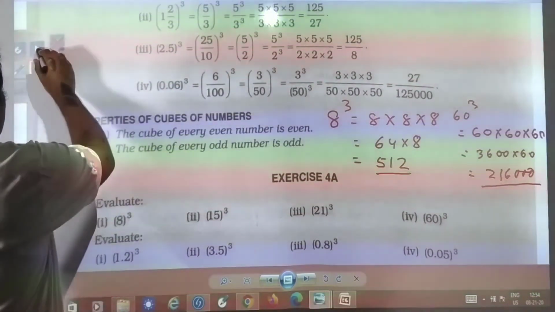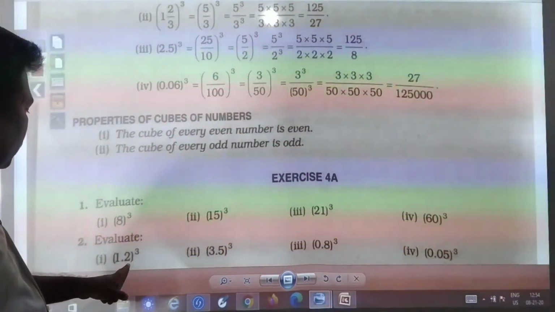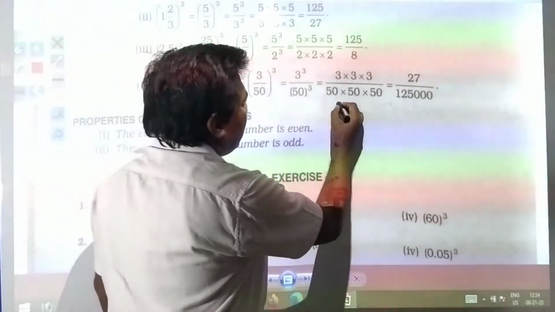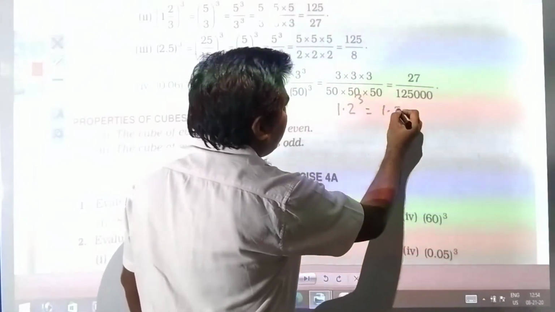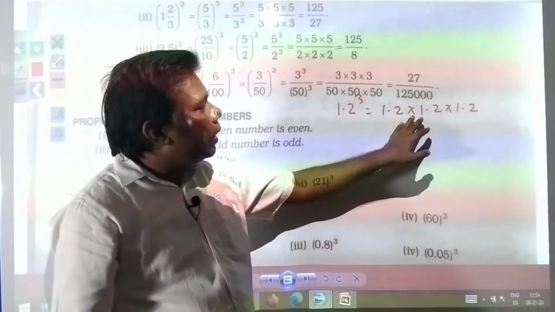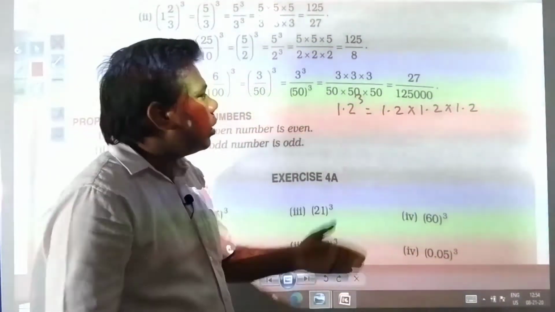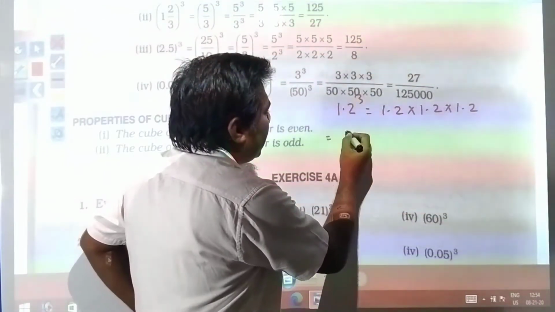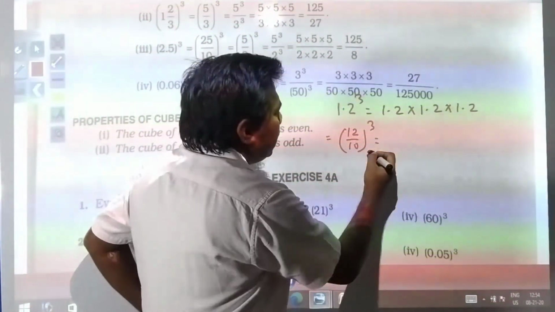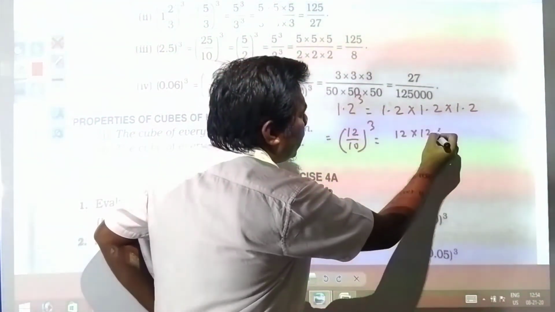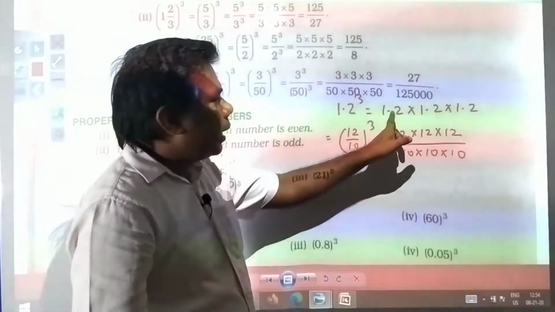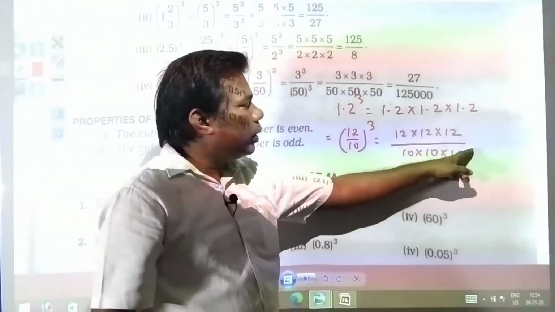Next question you have, question number 2. Evaluate 1.2 cube. 1.2 cube means 1.2 into 1.2 into 1.2. So either you can directly multiply and find out, or one thing can be done. This can be written as 12 by 10 whole cube. It means 12 into 12 into 12 divided by 10 into 10 into 10. Either directly you can multiply, or in this way also it can be multiplied.